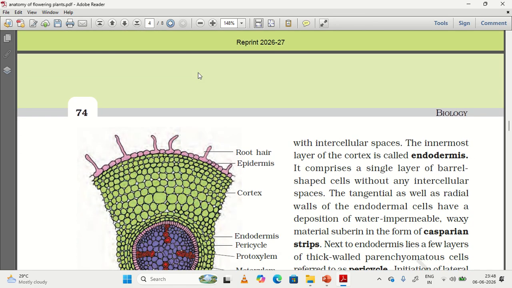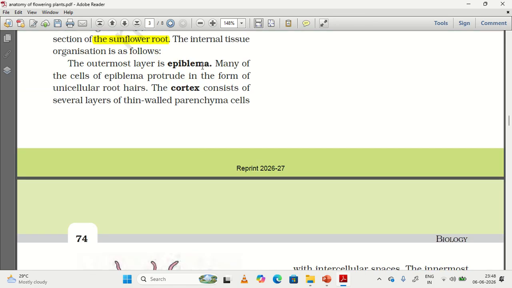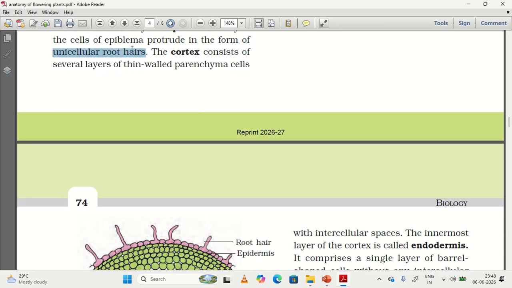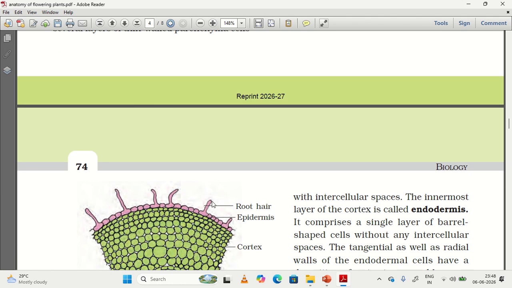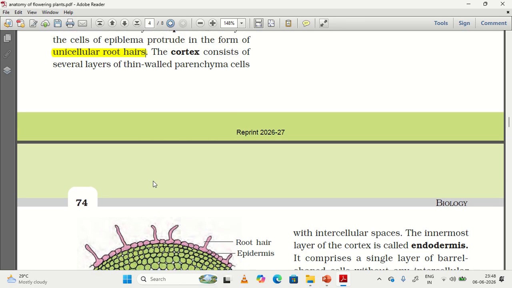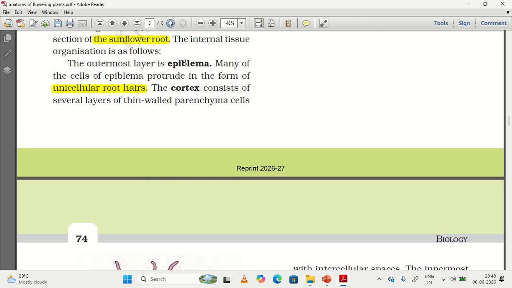It has the outermost layer which we call epiblema, and many cells of the epiblema come out or protrude in the form of unicellular hairs. Okay, unicellular hairs. Here you can see hairs, root hairs. These are unicellular, and they have originated from a layer known as epiblema.